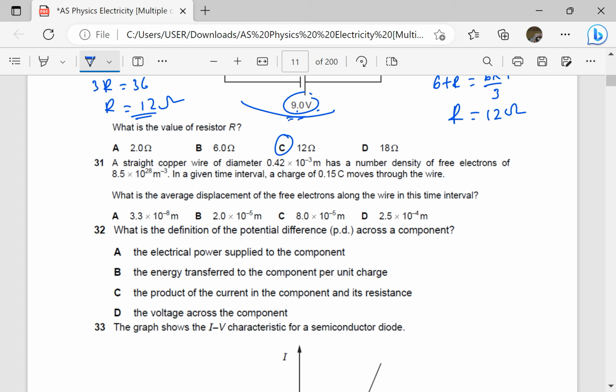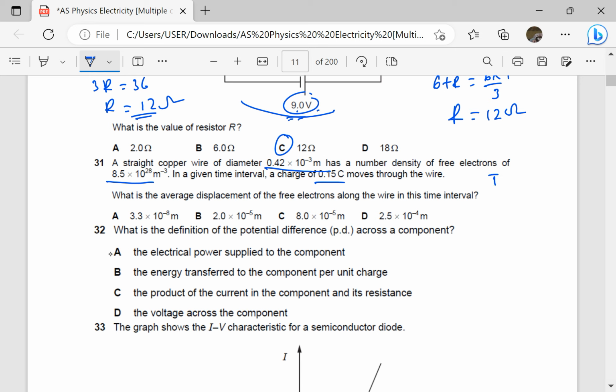A straight copper wire of diameter 0.42 times 10 power negative 3 meters has a number density of free electrons of 8.5 times 10 power 28 per meter cubed. In a given time interval, a charge of 0.15 coulombs moves through the wire. What is the average displacement of the free electrons along the wire in the time interval?